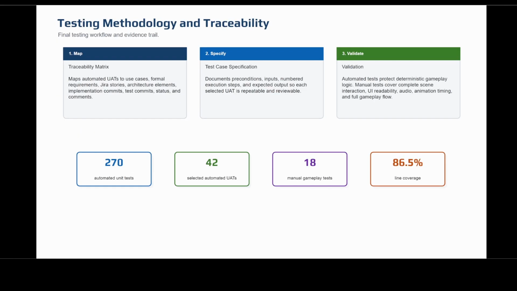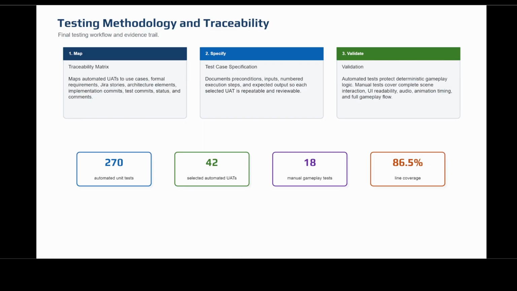The testing methodology has been refined since the past few sprints. Earlier in the project, I was mixing some manual validation in the UAT section. After feedback, the final testing report separates automated UATs from manual gameplay tests. The traceability matrix maps every selected automated UAT to a use case, formal requirement, user story, architecture element, implementation, commit, test commit, status, and comment. The test case specification then documents the preconditions, inputs, numbered execution steps, and expected output for each selected UAT.